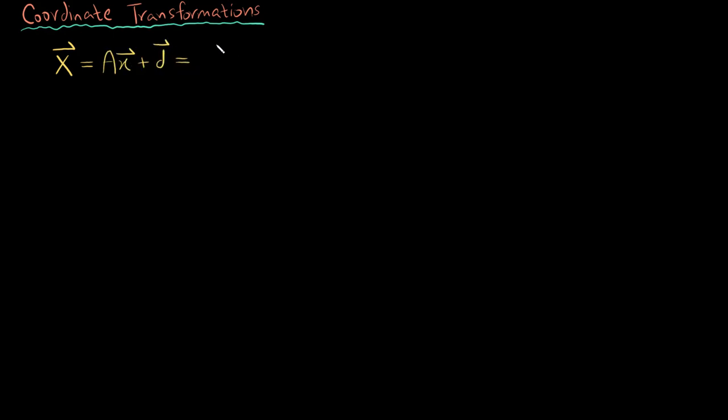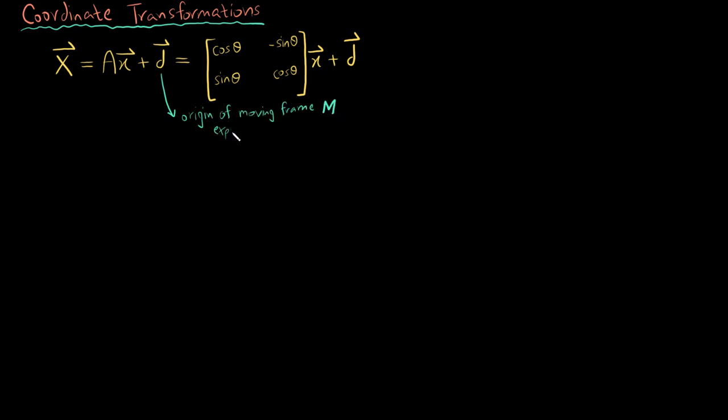In this third part on coordinate transformations, we are going to go a step further and talk about successive transformations. But before we do that, let's just quickly revise what we learned in the first two videos. We learned this formula, which is big X equals Ax plus d, where d is the coordinates of the moving frame with respect to the fixed frame.